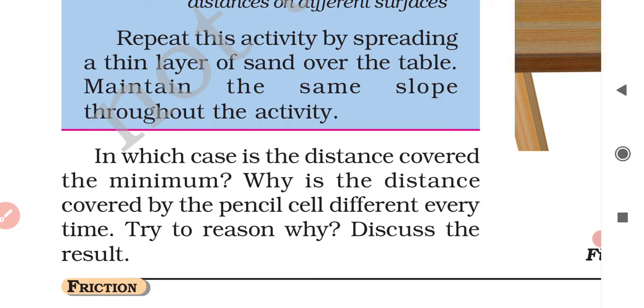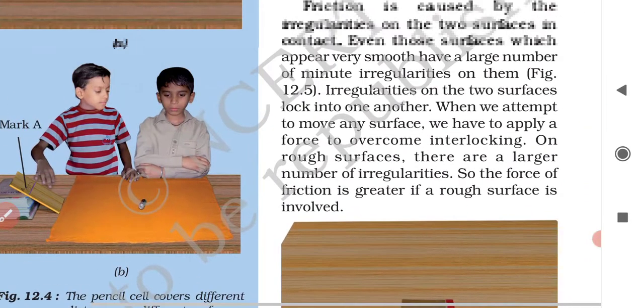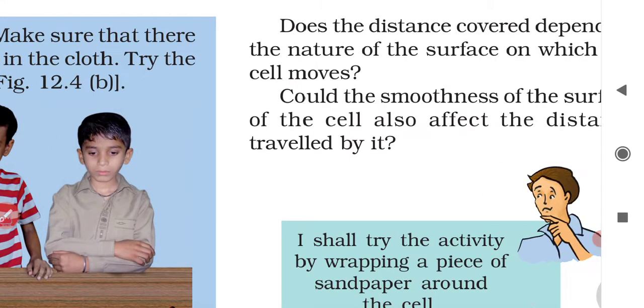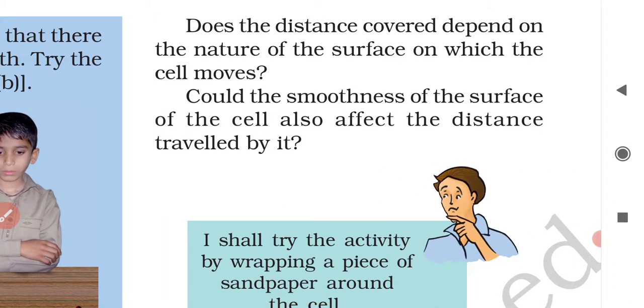So from this activity we can conclude that friction depends on the nature of the two surfaces, and the nature of the two surfaces can be smooth or rough. Clear? So what is written here? Does the distance covered depend on the nature of the surface on which the cell moves? The distance covered depends on the nature of the surface.